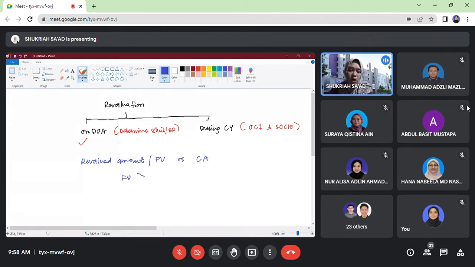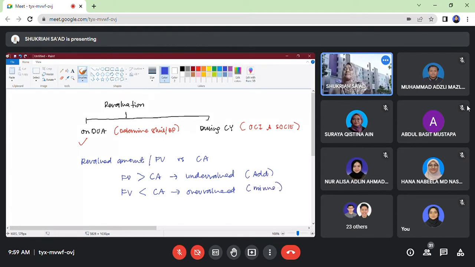Fair value if more than CA, maksudnya nilai that presented in the financial position kita adalah under value sebab less. So kita kena adjust. If the fair value is less than CA, maknanya figure presented in the financial statement is much greater. So kita dah over value. So macam nak buat, kalau under value kita akan add, kalau over value kita kena minus. Okay, so tengok balik soalan.